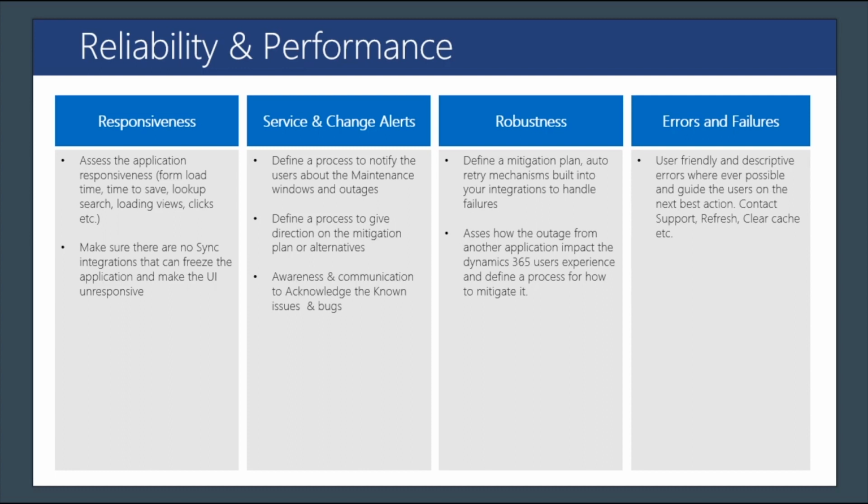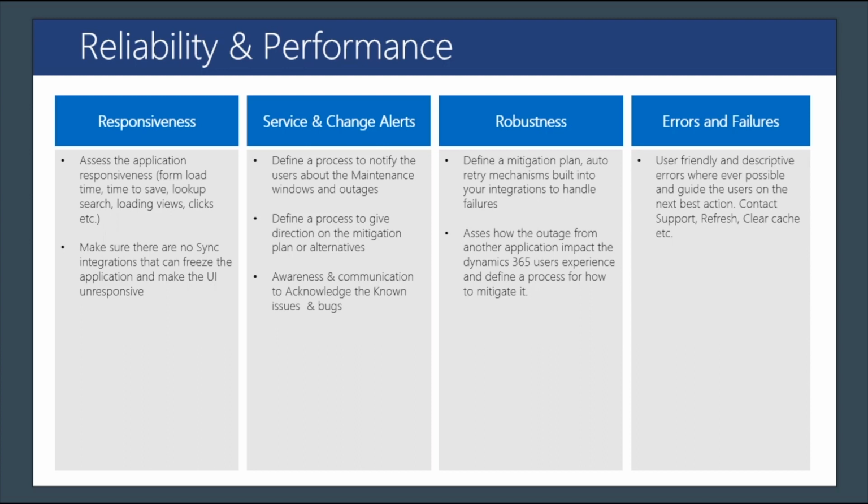And if there are issues, wherever possible, give them a direction, a mitigation plan or alternatives. Just make sure that we don't leave the user hanging, where they're trying to do something with the system, something is not working, and they don't know what to do next. Give them a next action, or the next best action that they can do if things are not going as expected. So awareness and communications to acknowledge the known issues and bugs.